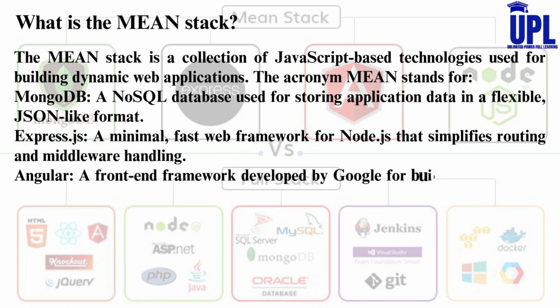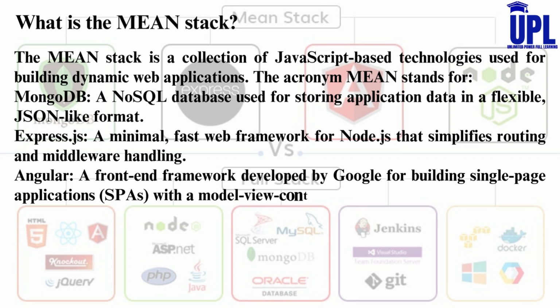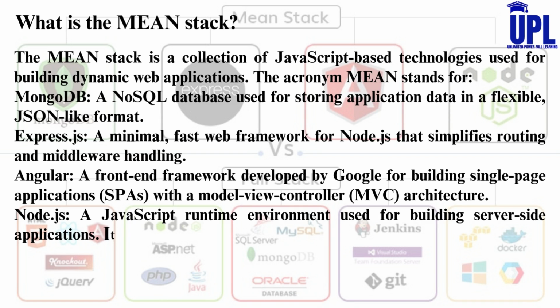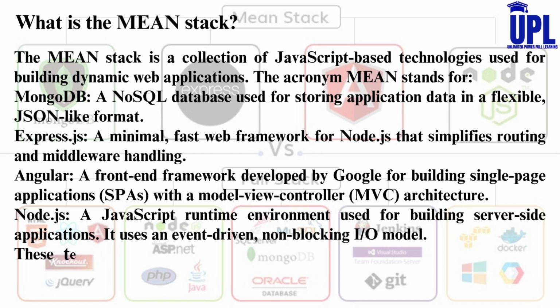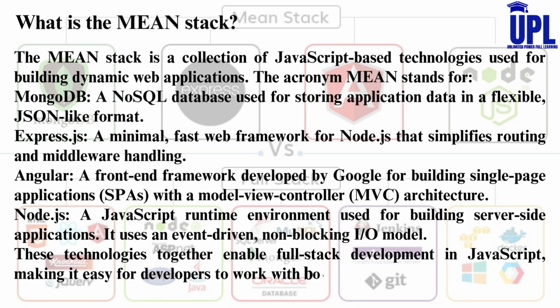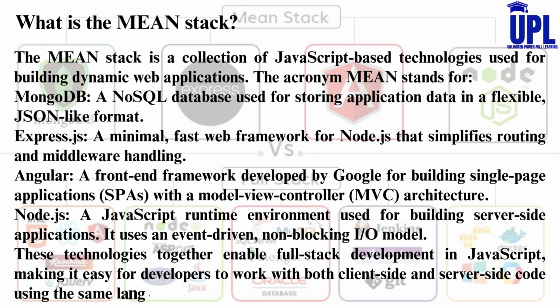Angular, a front-end framework developed by Google for building single-page applications (SPAs) with a Model View Controller (MVC) architecture. Node.js, a JavaScript runtime environment used for building server-side applications. It uses an event-driven, non-blocking I/O model. These technologies together enable full-stack development in JavaScript, making it easy for developers to work with both client-side and server-side code using the same language.